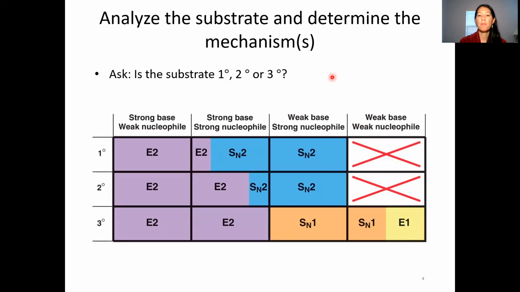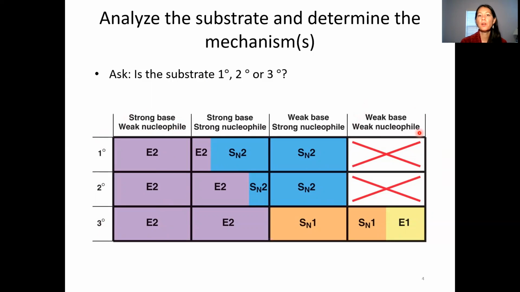Now we can map this against the substrate. Is your substrate primary, secondary, or tertiary? Let's break this down. If you have a strong base, such as DBU, DBN, tert-butoxide, these guys are weak nucleophiles as well, so the only thing that's going to happen is E2. You'll get the elimination product. I don't care what your substrate is. Know that.